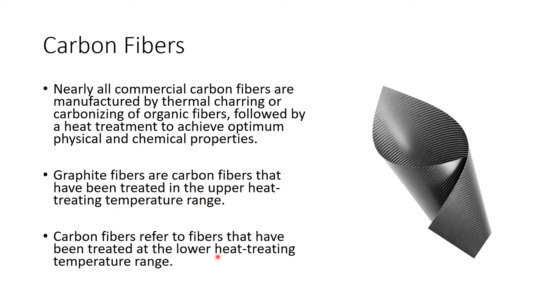Carbon fibers refer to fibers that have been treated at a lower heat treating temperature range. So you have a heat treating temperature, and if it is at the bottom or lower, that's carbon fiber. If it is upper, or at the top, that's your graphite fiber, and this is your carbon fiber. And this is your heat treating temperature, HTT. Okay, I'm going to erase this. It's just a term that you need to familiarize yourself with. When it comes to carbon fibers, we have two things going on right there.